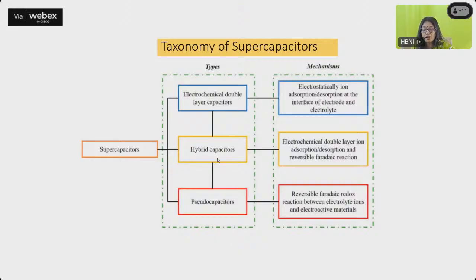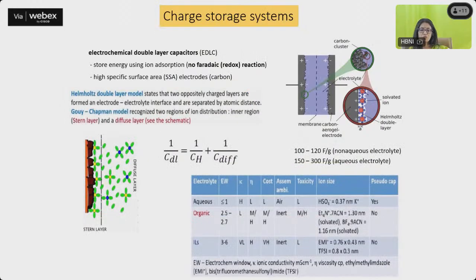Now in between them lies the hybrid capacitors. So you have an electrochemical double layer ion adsorption-desorption on one of the sides, and on the other side you're having a reversible Faradaic reaction. So one electrode is EDLC, the other electrode is a pseudocapacitor, and when you combine both of them, you can have these kinds of hybrid capacitors. This is the taxonomy of supercapacitors.